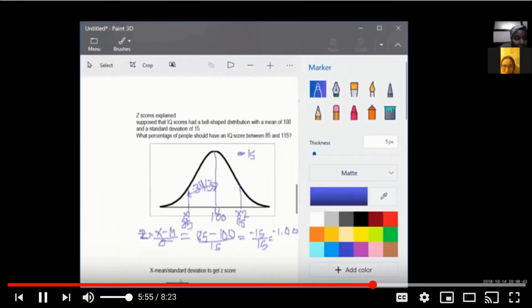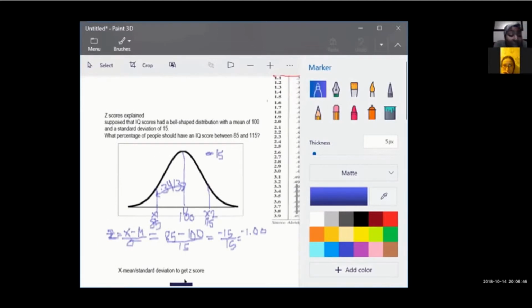All right, so the question says, suppose that IQ scores had a bell-shaped distribution with a mean of 100 and a standard deviation of 15. What percentage of people should have an IQ score between 85 and 115? And right here it's 100 for the mean. The mean is always going to be in the middle.